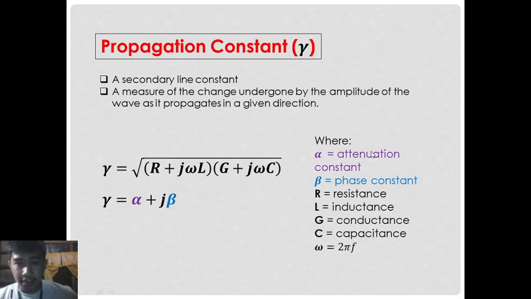As stated here, R is the resistance, L is the inductance, G is the conductance, C is the capacitance, while this symbol here is just 2 pi times the frequency. If you see this letter j, or in your calculator it is i, it means that this part is the imaginary part of the equation.